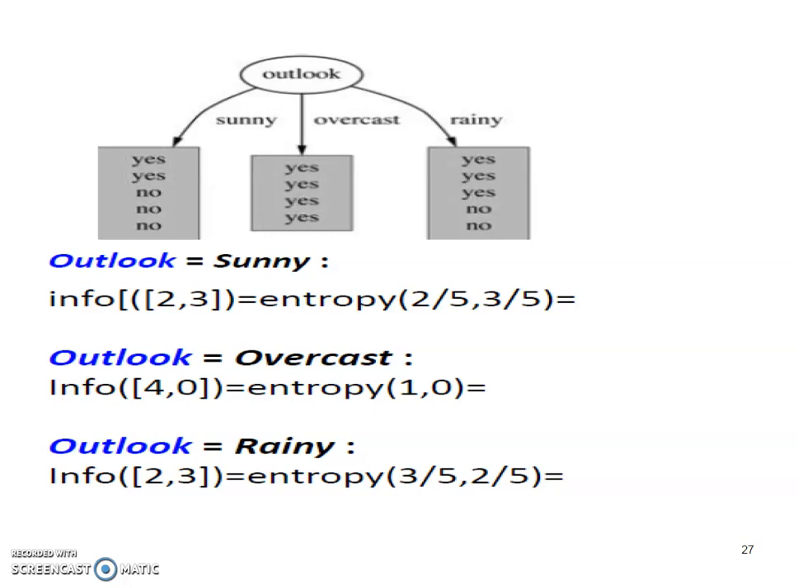So how do we calculate the entropy? Here it is 2 by 5 and 3 by 5. Here it is 1 comma 0. Here it is 3 by 5 and 2 by 5. Why 5 as the denominator? Because here the total value is 5 and 3 instances belong to one label and 2 instances belong to the other label. Here it is 1 comma 0 because all the instances belong to one label. So based on this we will move on.